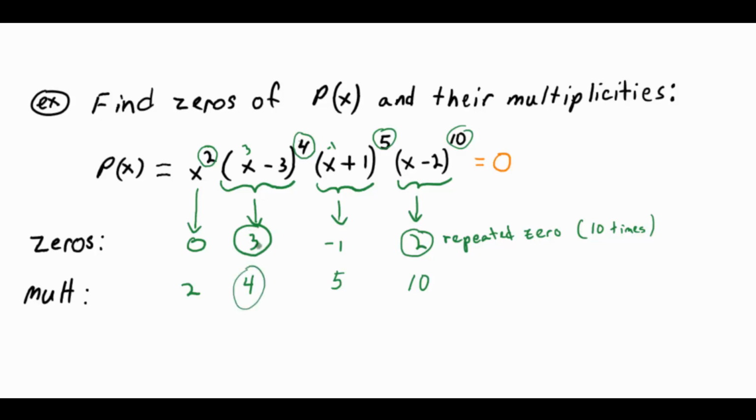So there are two ways to think about it. You could think of x minus 3 as a repeated factor, right? 4 times. That's what it is, because that's what (x - 3)^4 means. But with that factor goes the 0 of 3, and we think of that as a repeated 0 four times. Okay.